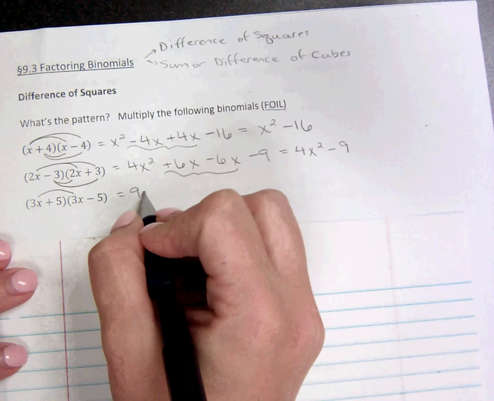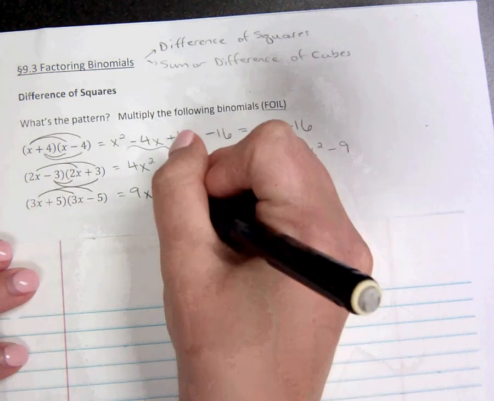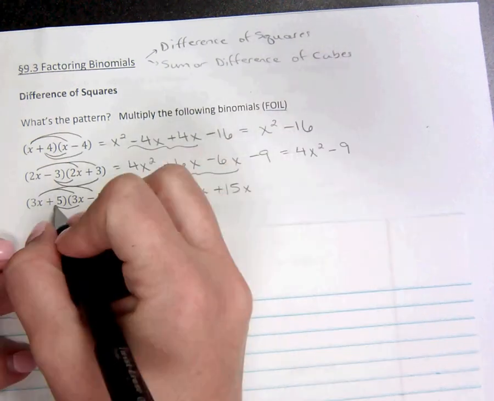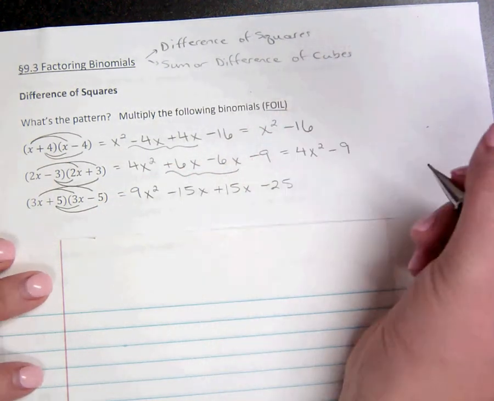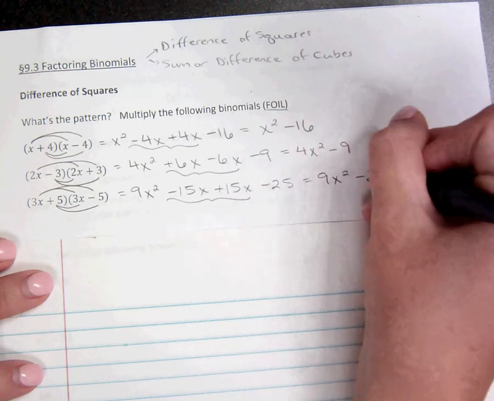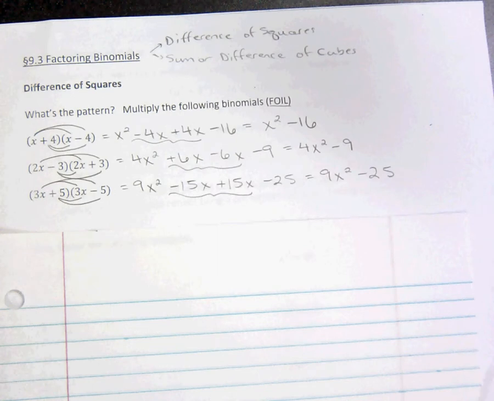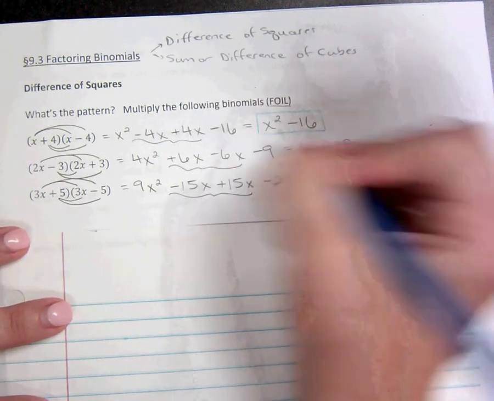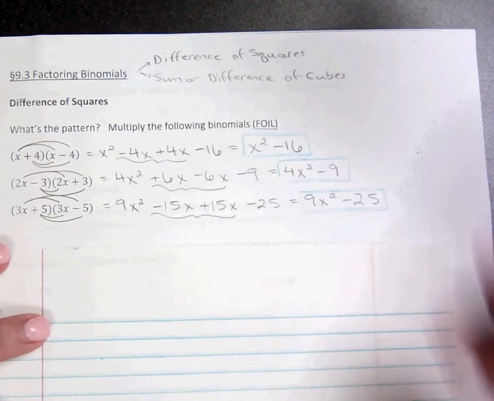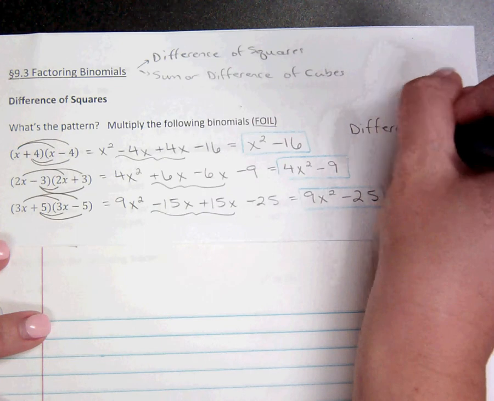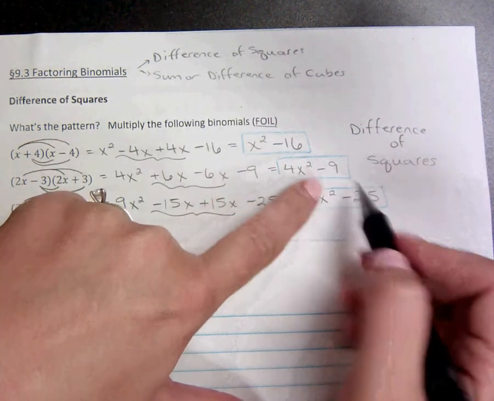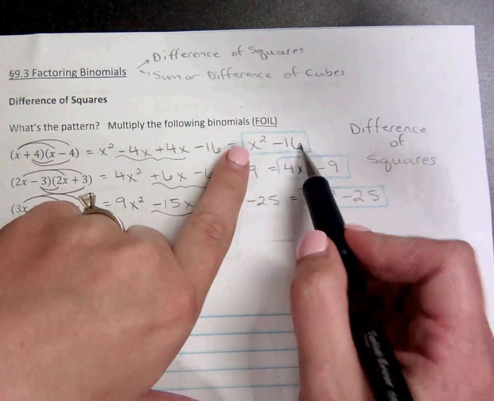3x times 3x is 9x squared. 3x times negative 5 is negative 15x. Positive 5 times 3x is positive 15x. And positive 5 times negative 5 is negative 25. And one last time, you see those middle terms zero out, and you're left with 9x squared minus 25. The binomials that you get as final answers, x squared minus 16, 4x squared minus 9, and 9x squared minus 25, those are special binomials called the difference of squares. Difference because every single time we're subtracting, and squares because these are all perfect squares.